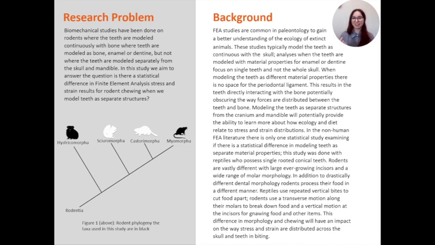model the teeth as continuous with the rest of the skull and use material properties for bone. There have been some studies that have modeled the teeth as enamel or dentine material properties, but these studies tend to focus on the teeth specifically and not the whole skull. There was one study that looked at the difference in modeling the teeth as continuous with the rest of the skull or having them modeled as separate material properties, but this was done in reptiles, and rodents are very different.